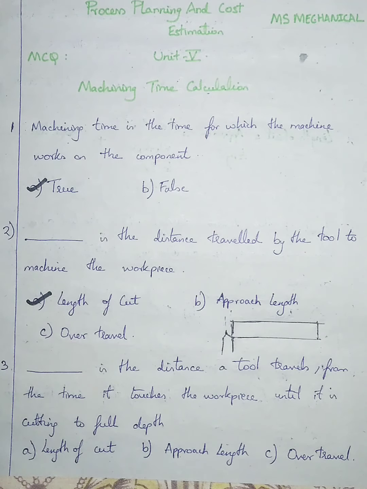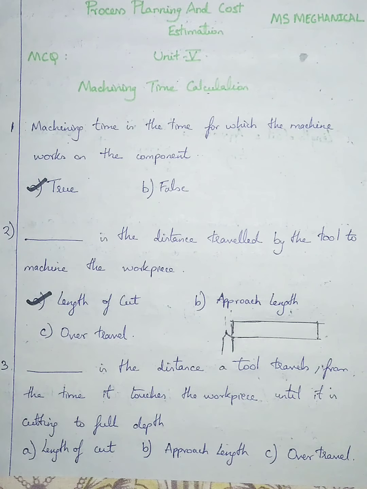In today's session, we'll be seeing process planning and cost estimation, Unit 5 MCQs from machining time calculation. Question number 1 asks, machining time is a time for which the machine works on the component. Option A is given as true, option B is given as false. What is the time for which machine works on the component? The time for which machine works on the component is called machining time. So I'm going with option number A, true.